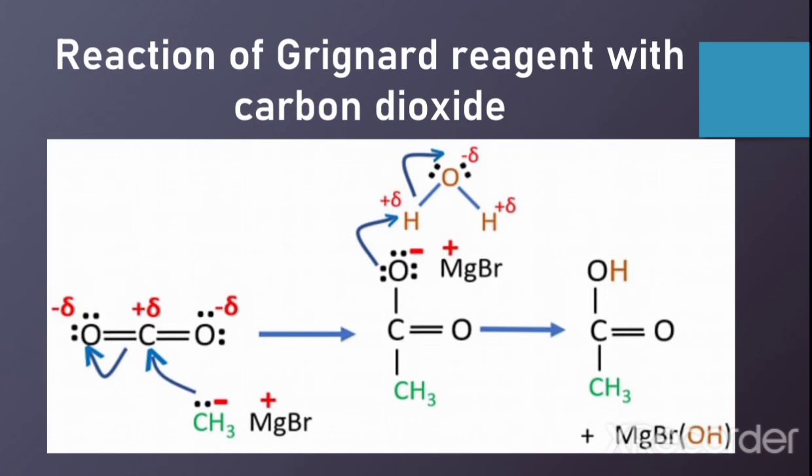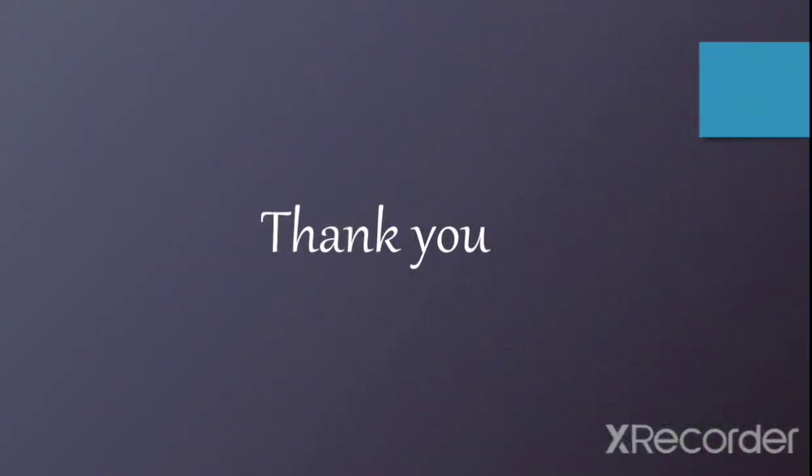take the proton from the water molecule. The water molecule has a partial positive and partial negative charge, partial positive charge on the hydrogen and partial negative charge on the hydroxyl group. So it will take a proton from the water, and the hydroxyl group will attach to the magnesium bromide, and we have our final product, that is alcohol. So these are the reactions of Grignard reagent with different compounds.